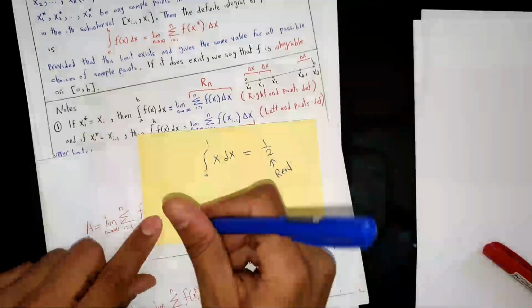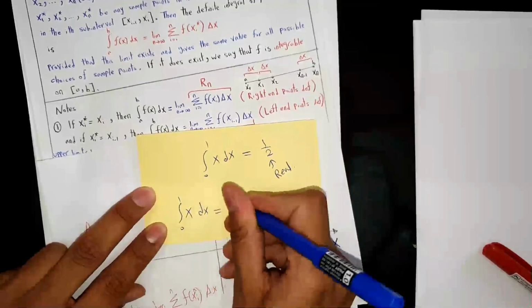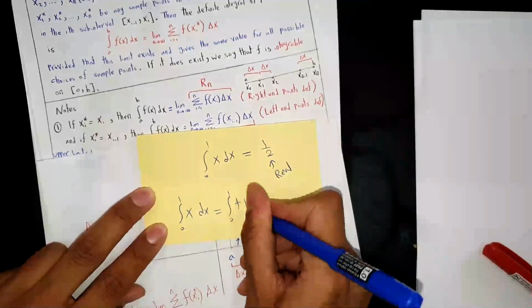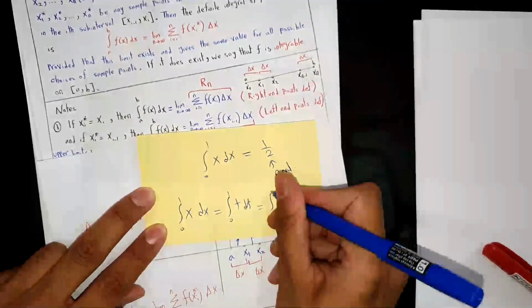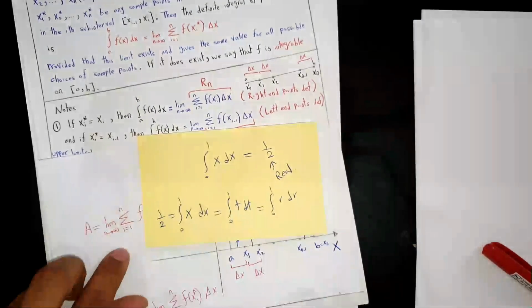Just to see this example here, the integral from 0 to 1 x dx is the same as the integral from 0 to 1 t dt, which is equal to the integral from 0 to 1 r dr. All of these are equal to half.